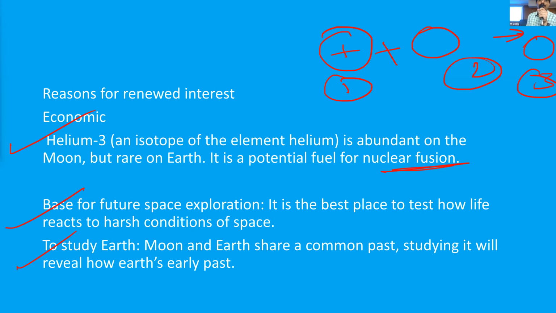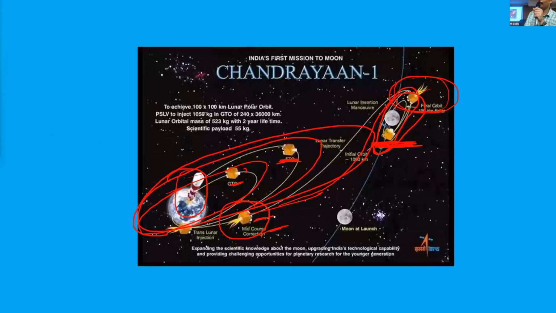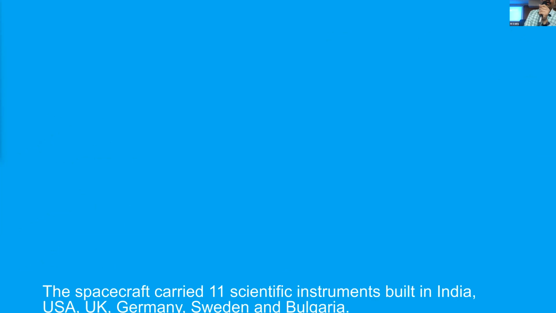Okay, so there are many new ways of understanding how Earth got created. Because there is a theory which says that moon got separated from Earth. Origins of the moon will give us insights into origins of Earth. So these are some of the reasons for renewed interest on why we are focusing on moon now.